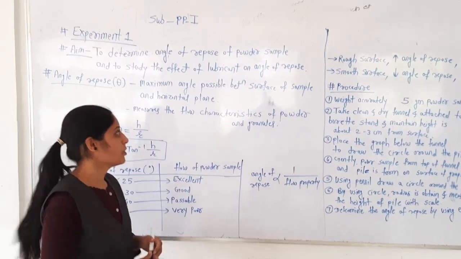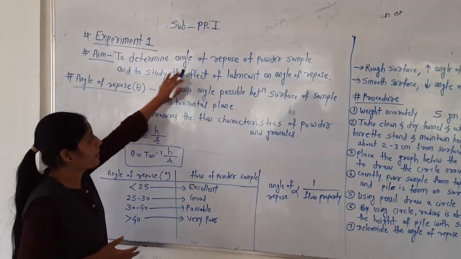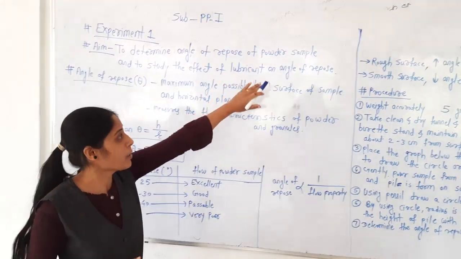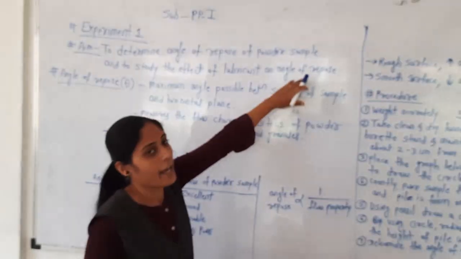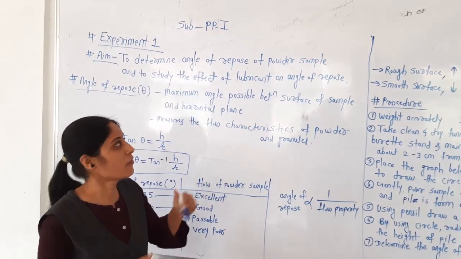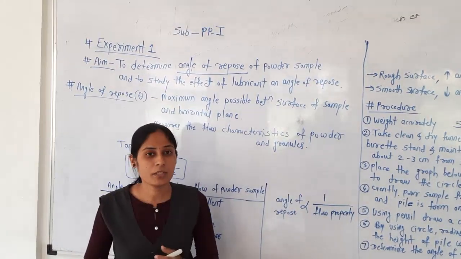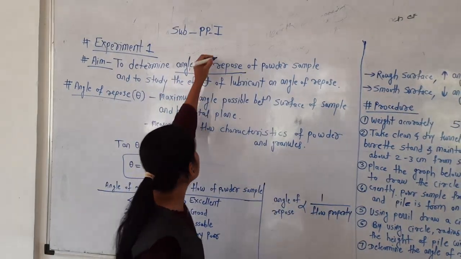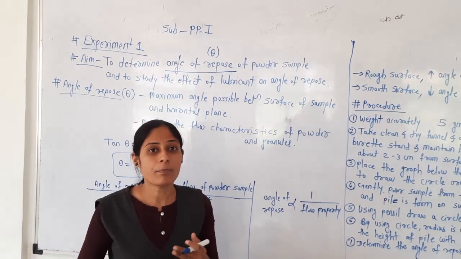Hello everyone. Today we will perform the practical, that is to determine the angle of repose of a powder sample and to study the effect of lubricant on angle of repose. Here we have to discuss two important points. First, we have to determine the angle of repose. Angle of repose is indicated by the symbol theta. We have to determine the angle of repose of any powder sample.